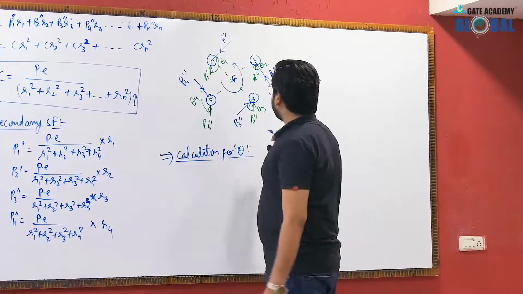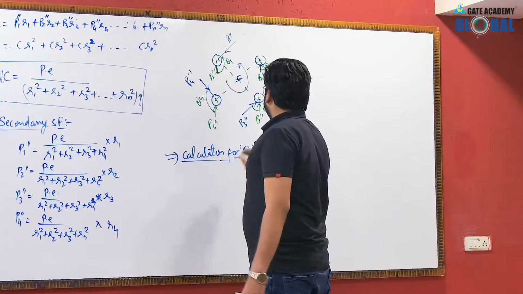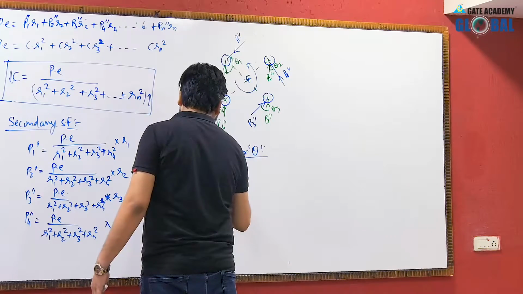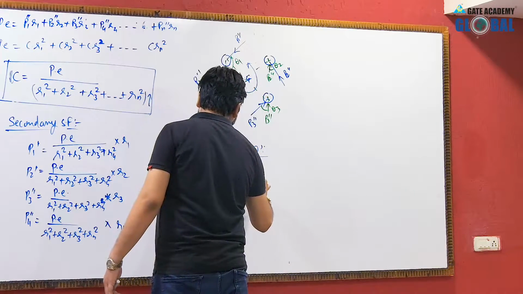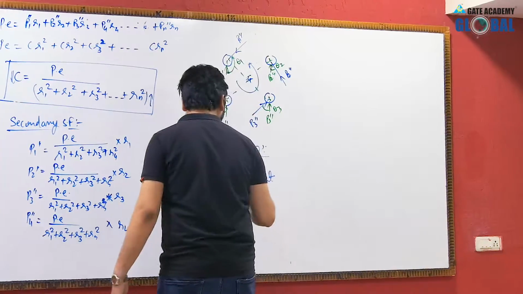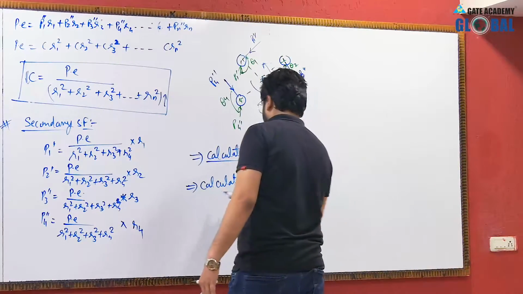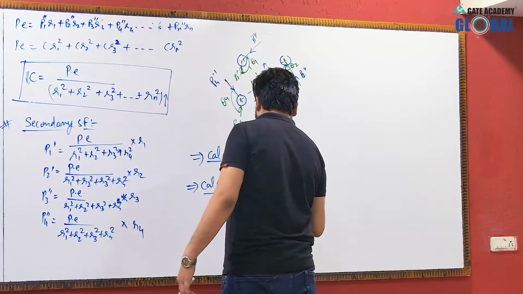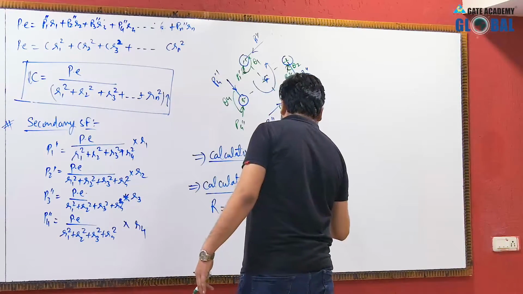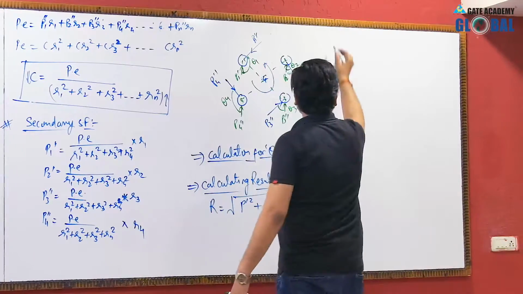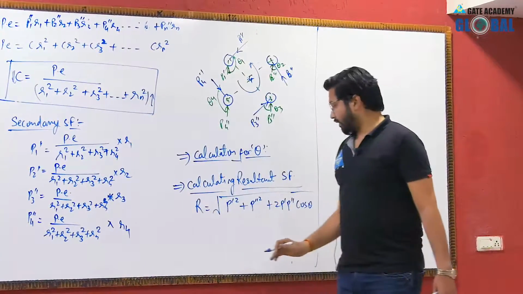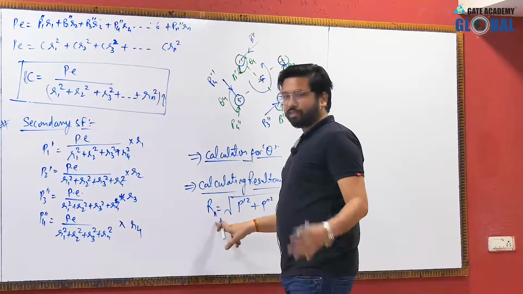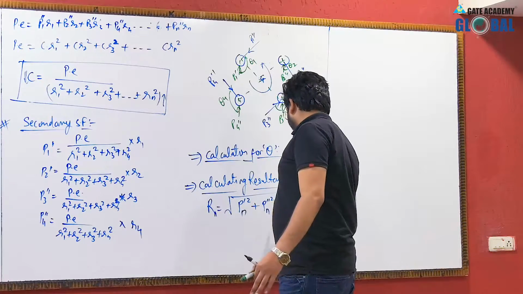Now after calculating theta, we will be calculating the resultant shear force. So the resultant shear force R can be written as root over P1'² + P1''² + 2 P1' P1'' cos theta. So for any bolt you can use this formula. You can also write it as Rn, where Rn means for any nth bolt. For the first bolt this will be R1, for the second bolt it will be R2. Here also we can write n, theta n.